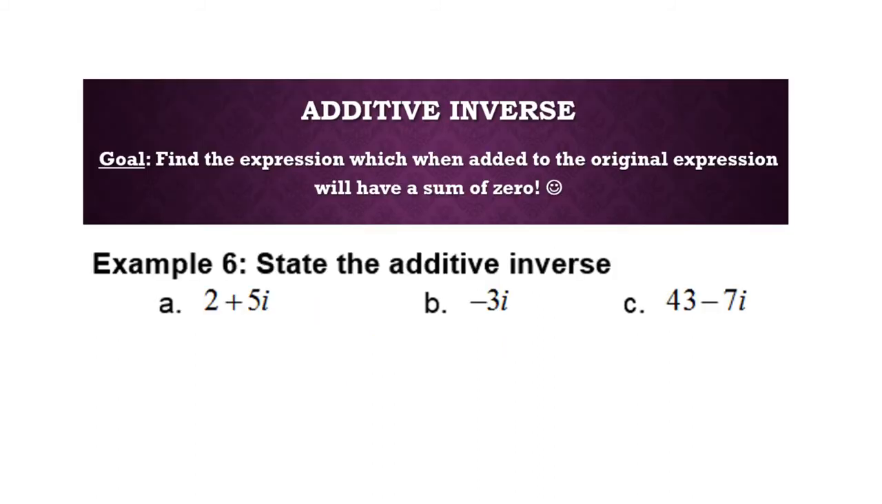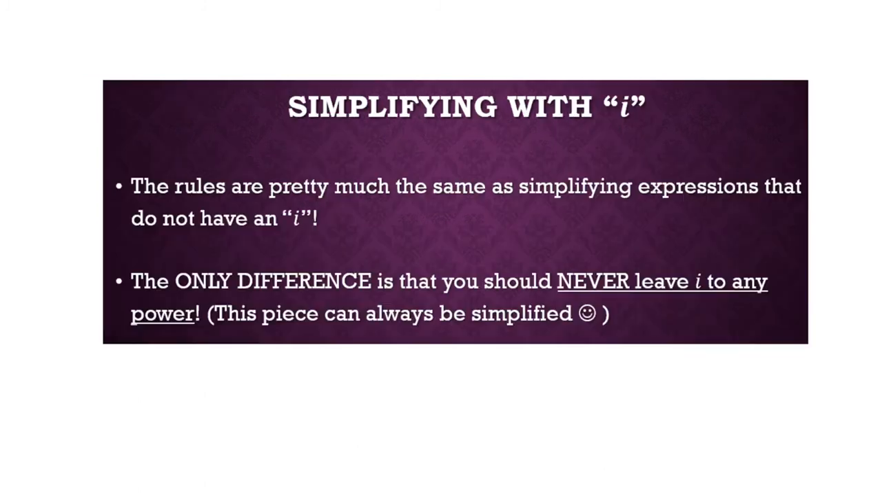Next, we're going to talk about additive inverse. Additive inverse is what makes it go to 0. So you want to take the opposite sign of each piece. Opposite of +2 is -2. Opposite of +5i is -5i. Opposite of -3i is +3i. Opposite of +43 is -43. Opposite of -7i is +7i. So this is something that's kind of easy once you see it. It sounds complex. It's not.